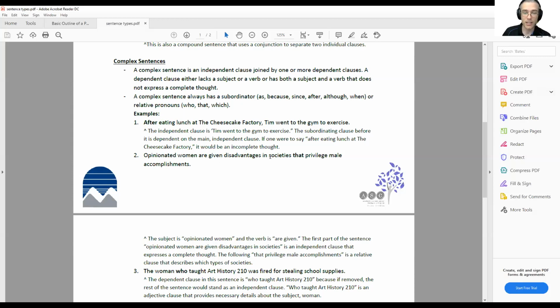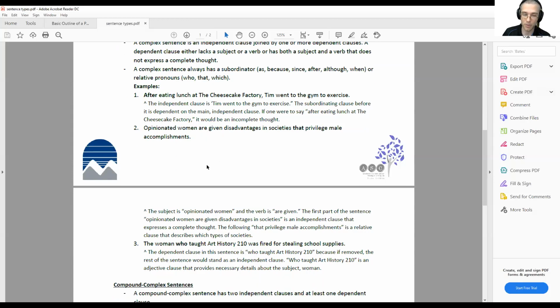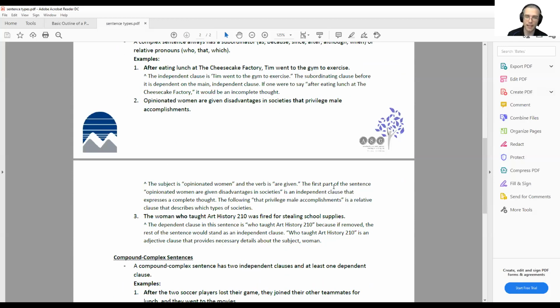Opinionated women are given disadvantages in societies that privilege male accomplishments. Now, the subject of this sentence is opinionated women, and the verb is are given. The first part of the sentence, opinionated women are given disadvantages in society, is an independent clause. That expresses a complete thought. This clause is a dependent clause: that privilege male accomplishments. It's not a complete thought, but it uses the relative pronoun that to introduce something that adds information to what the society is by way of a dependent clause.